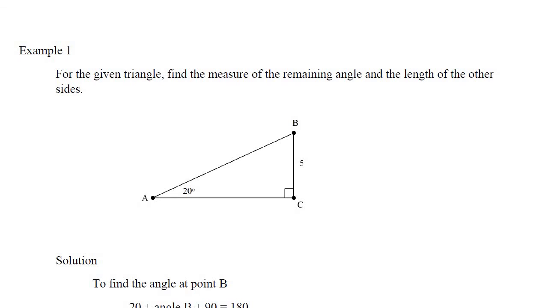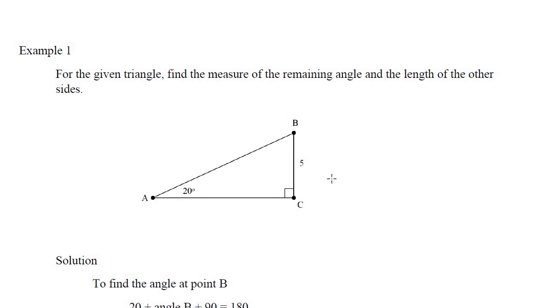So for this triangle, we want to find the measure of the remaining angle and the length of the other sides. So here, my theta, the angle at A, is 20 degrees. Got my right angle here, and I have the opposite side here, which is 5.